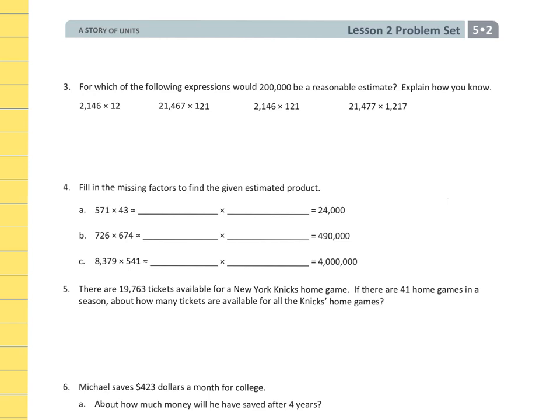Now for 3, what they want us to do for number 3, for each of the following expressions, let's box in the word expressions. Expressions are these guys right here. These 4 expressions are just the problems without the answers. They want to know which of the following problems down below would have 200,000 be a reasonable estimate, and explain how you know.